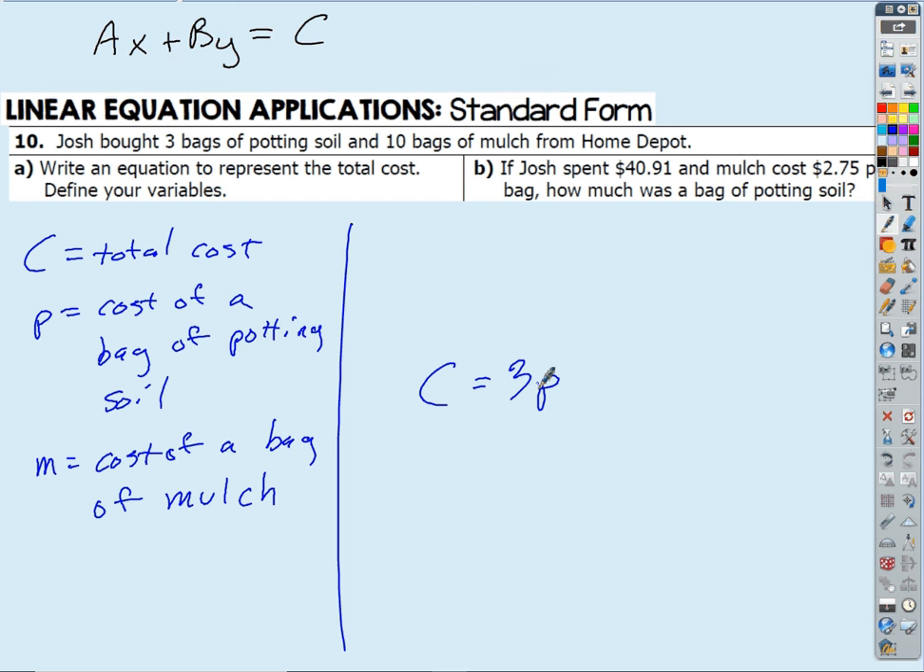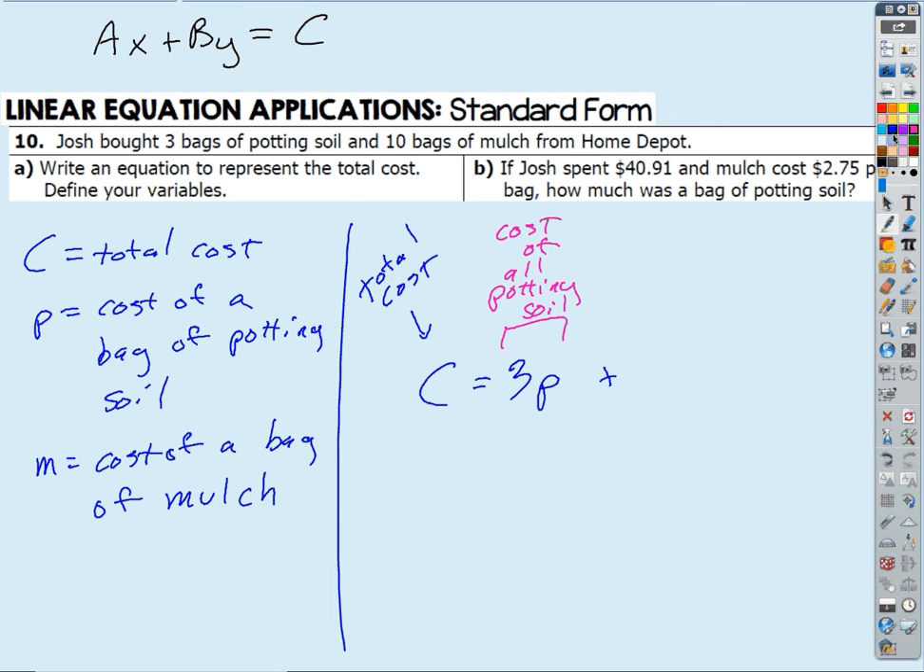So let's think about what these things mean. C is the total cost, right? Everybody agree? So what's 3P? Dominic, interpret that. There's more to come, I'm not done. We're going to add another term to it, but let's focus on this one. If we have 3 bags of potting soil and each bag costs P dollars, what is 3 times P? That's it, the amount of dollars for potting soil. So that's the cost of all the potting soil.